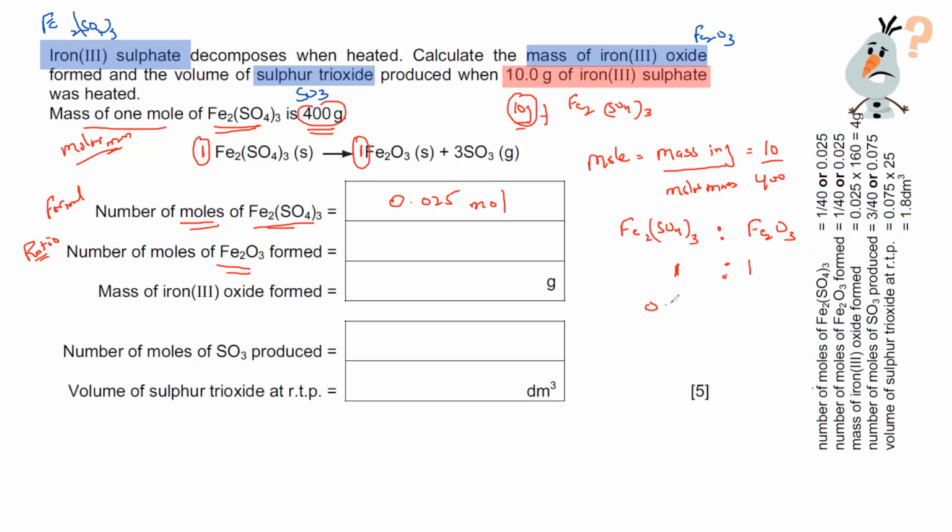If we have 0.025, then how many moles will be there? X. So what we do, we cross multiply. 1 is multiplied with x, that's x, and 0.025 multiplied with 1, so it will be 0.025. So we'll get the same answer, which is 0.025 mole. Is it clear, the second part?